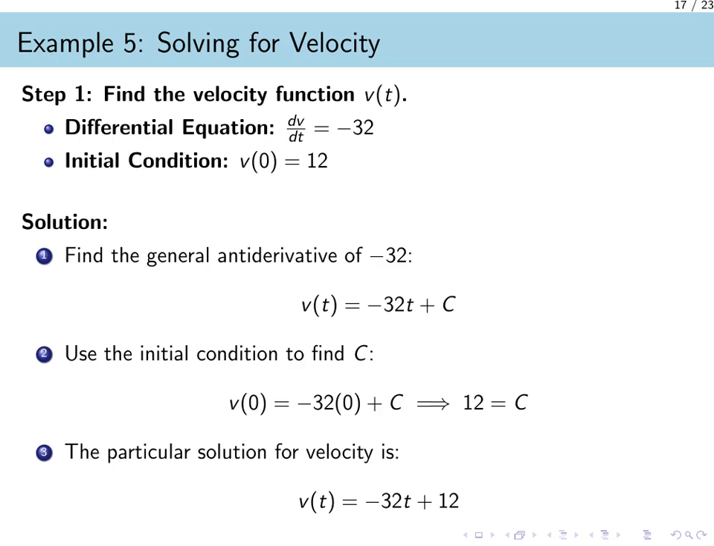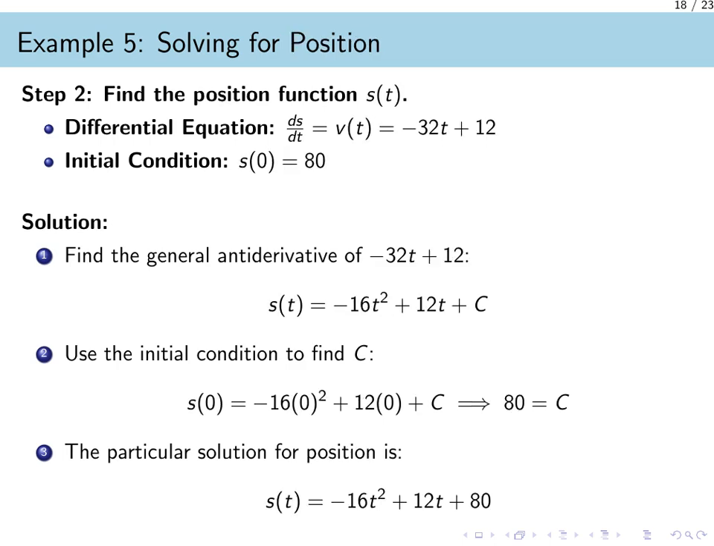To find the specific value for c, we use our initial condition that the velocity at time 0 was 12 feet per second. Plugging these values into our equation, we see that c must be equal to 12. Remember, without the initial condition, we would have an entire family of possible velocity functions. The specific velocity of the package at any time t is therefore v of t equals negative 32 times t plus 12. Now that we have the velocity, we can find the package's exact position at any time by solving a second initial value problem.